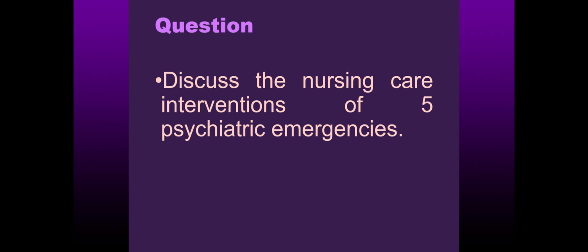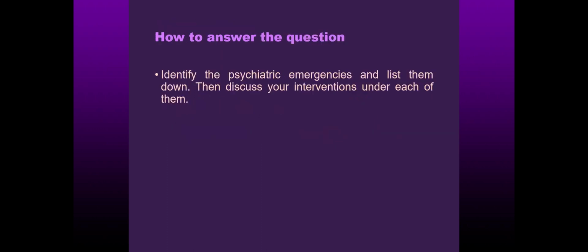I've given you a sample of a question. I got this question from one of the past papers. It says, discuss the nursing care interventions of 5 psychiatric emergencies. This question was allocated 50 marks only. So you have to choose 5 psychiatric emergencies, list them down, and under each of them you have to discuss nursing interventions. How are you supposed to answer such a question? You have to identify the psychiatric emergencies and list them down, then discuss your nursing interventions under each of those emergencies that you've identified.